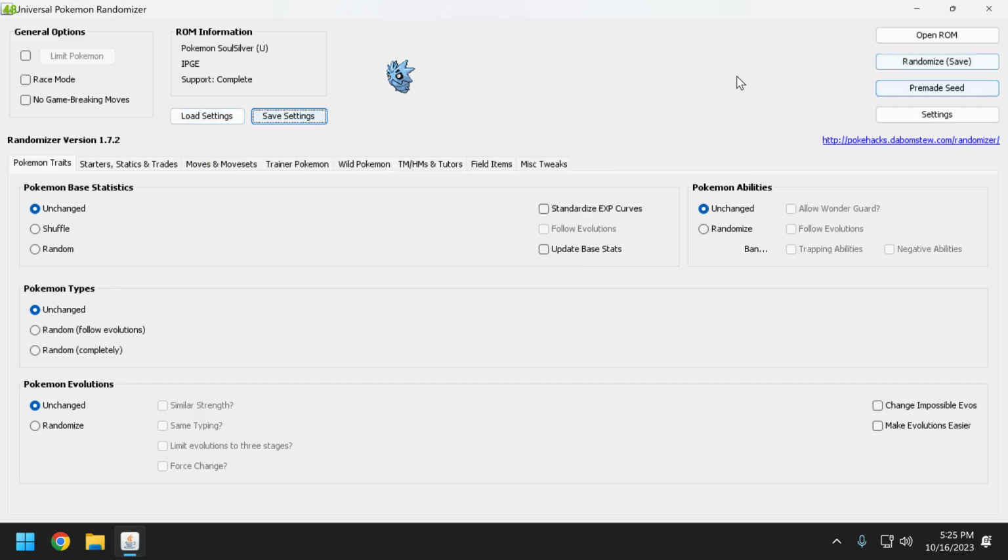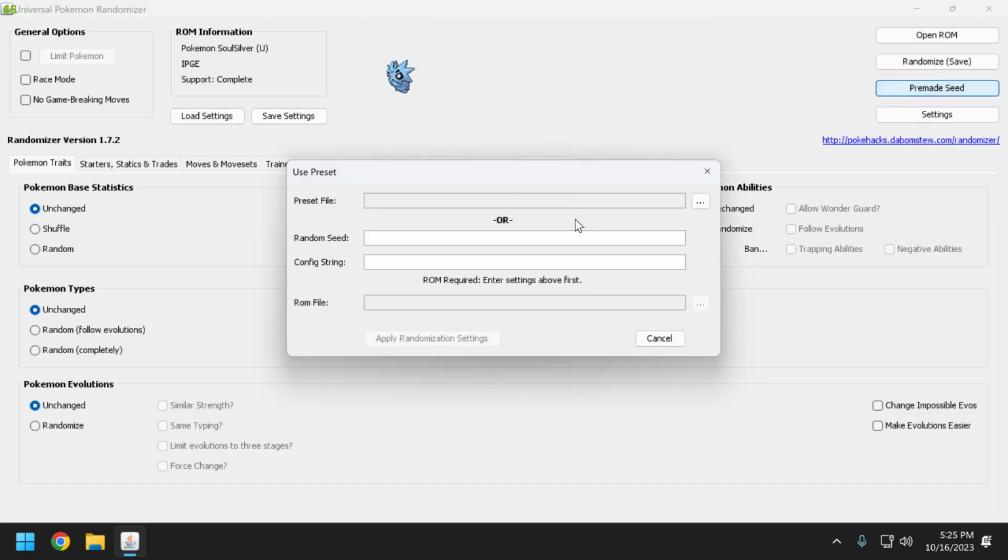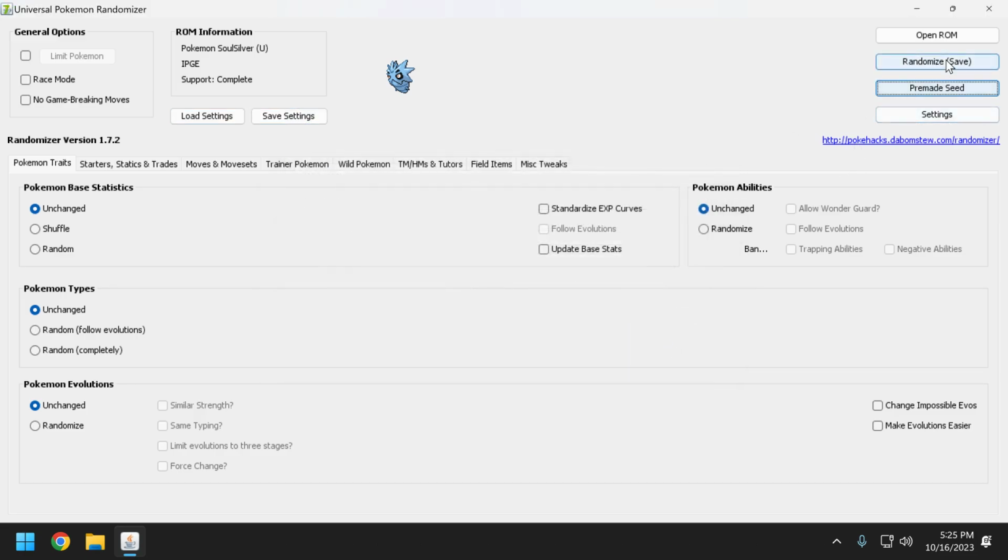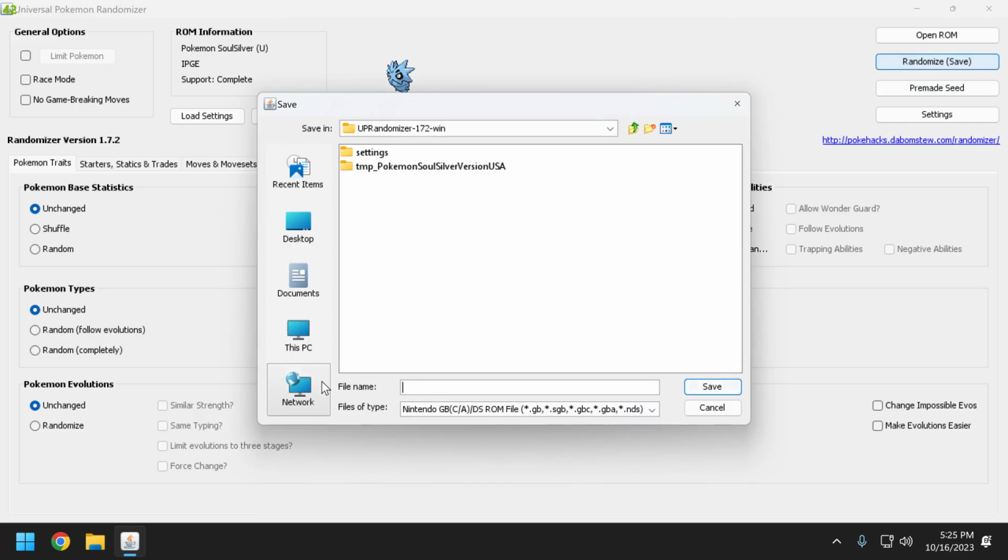Second thing, you can do a pre-made seed, so we'll show that. If you go to randomize, so you're done, right? You've got everything set up. It's time to randomize, so you hit randomize, right? Now, what you're doing, you can see it down here, you are making a ROM file. So this is your new, completely randomized ROM file.